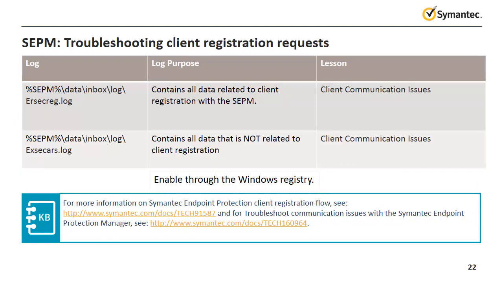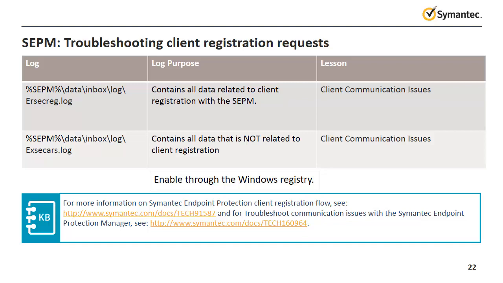For client registration and other communication, the SEPM writes to 2 files, the ersecreg.log and the exccars.log. An excellent example of when you may have to look at these logs is if you suspect that cloned SEP clients with the same hardware ID might be trying to communicate with the manager. As a result, you might see that the client status frequently changes, with different IP addresses or host names in the SEPM. You can use ersecreg and excars to see the registration requests and any errors with communication.